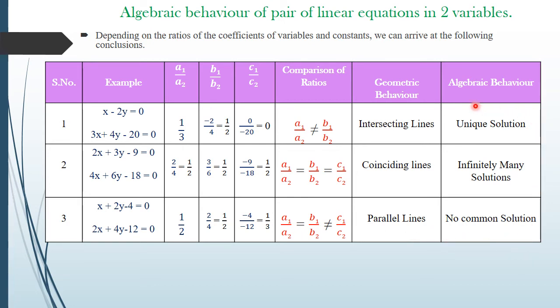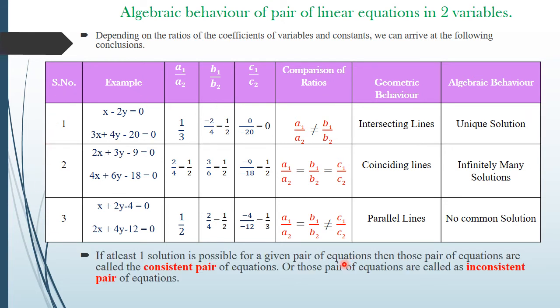Remember, considering all these 3 points, we can arrive at one more conclusion, common conclusion, that is, if at least one solution is possible, means in case of unique solution or infinitely many solutions. In these two cases, those pair of linear equations are called as consistent pair of equations, because we have at least one solution in this case. But in this third case, where we have no common solution, that pair of linear equation is called as inconsistent pair of linear equation.